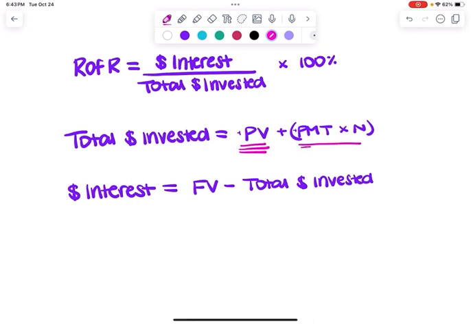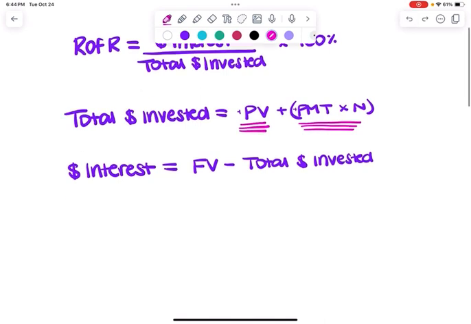Then I need to account for any money that I invest repeatedly, any payments I'm making. To do that, I take whatever my PMT value is, of course positive, and multiply it by N, the total number of times I'm making that payment. If I plug all of my numbers into this sure-fired formula, I will always be able to calculate my amount invested, because it's how much I invest all at once plus how much I invest over time.